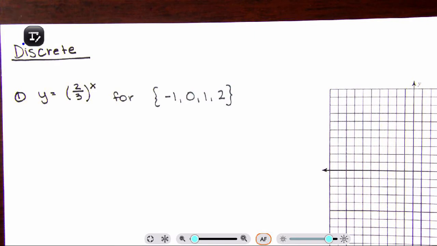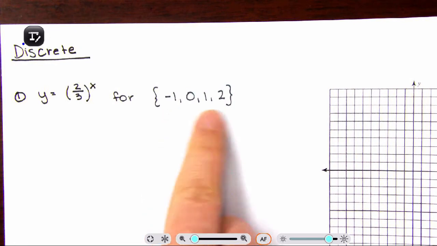So we already were taught what an exponential function is. We already did examples of continuous exponential functions, and now we're doing discrete. The difference between continuous and discrete: in continuous, we do connect the points. In discrete, we don't. And for discrete, the reason we don't connect the points is because of this right here.